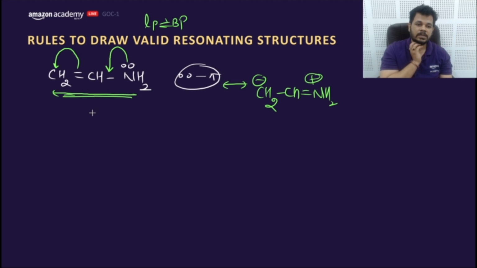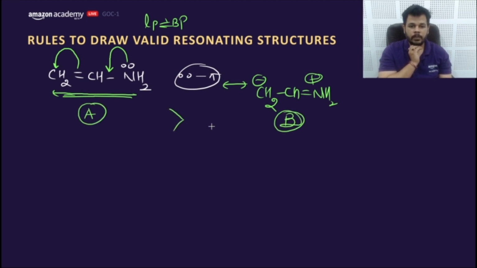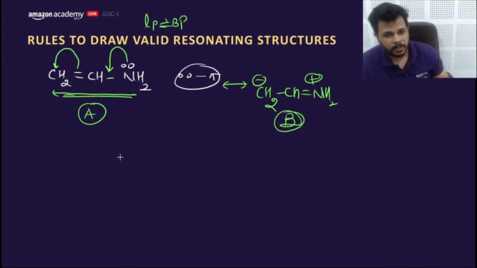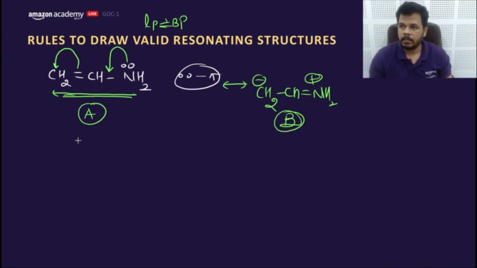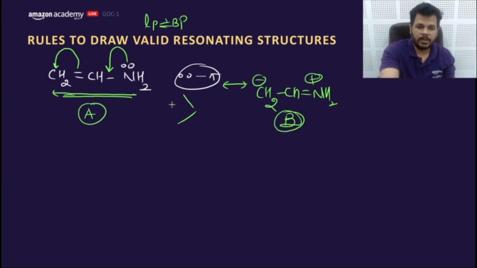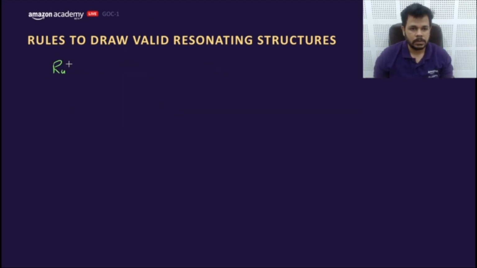Now the next part of it is stability comparison. A or B, which is more stable? Tell me, which is more stable, A or B? What would be the answer? Which is the more stable resonating structure, A or B? What is the rule to decide the stability of RS? A would be more stable. Why would A be more stable? What are the rules to decide? Yes, A would be more stable. Let's try to understand the rules.